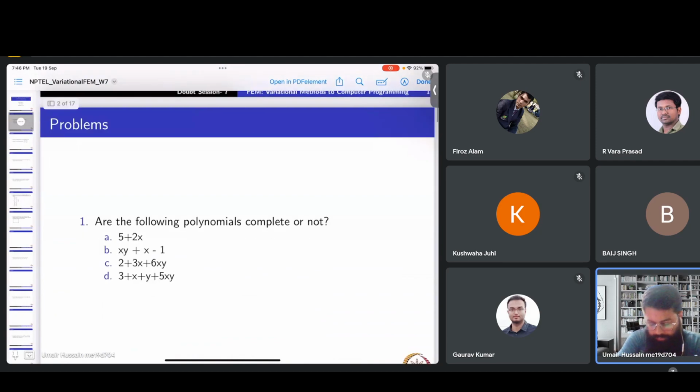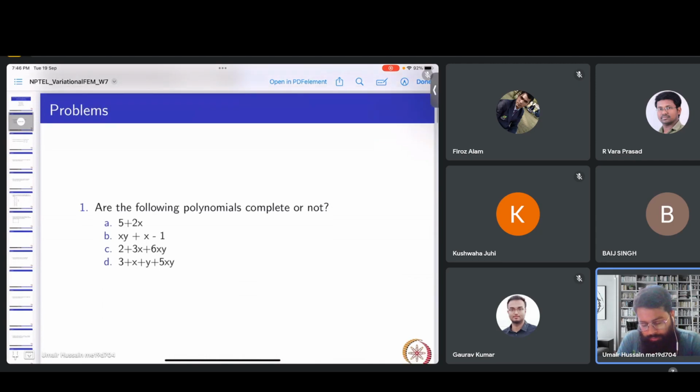Okay, so we start with the first problem. Are the following polynomials complete or not? So, can someone answer this? We start with the first part, 5 plus 2x.